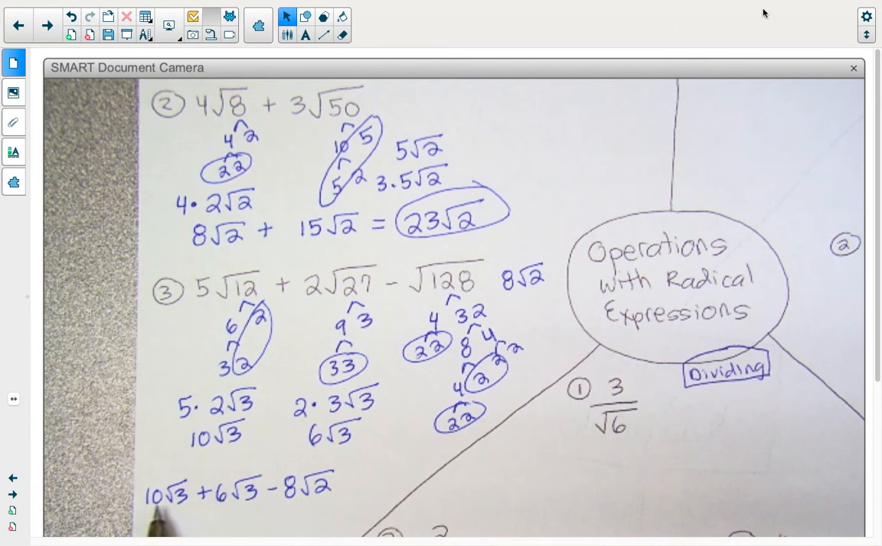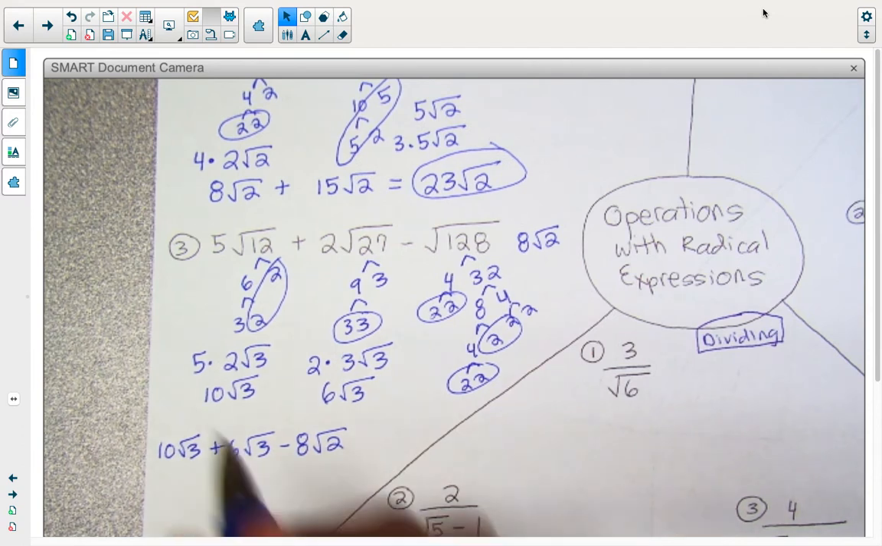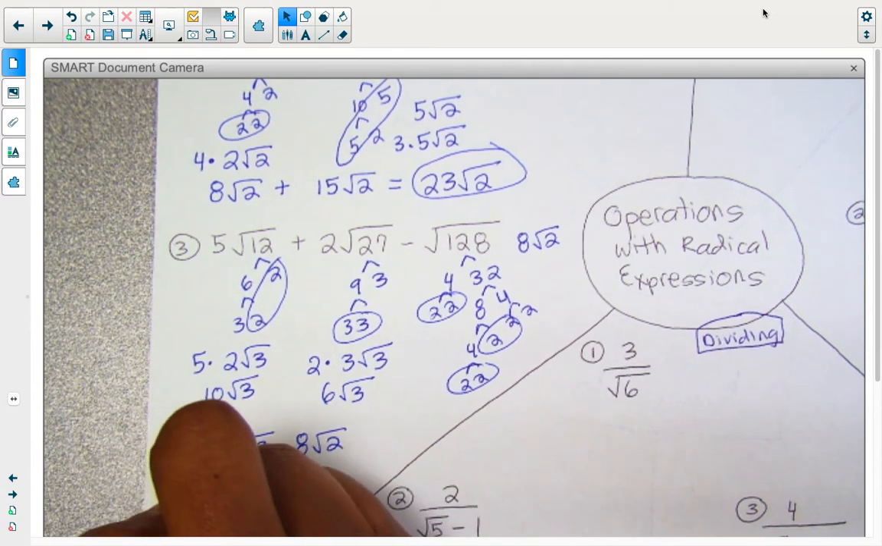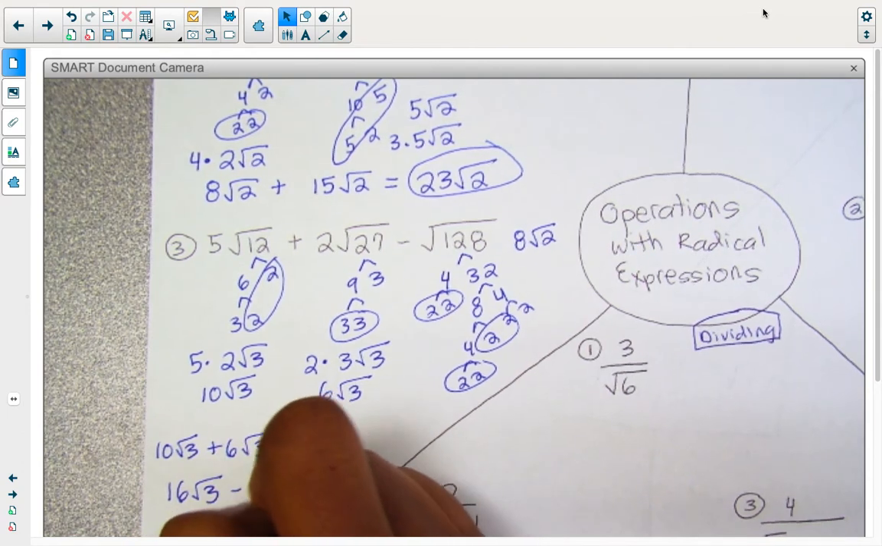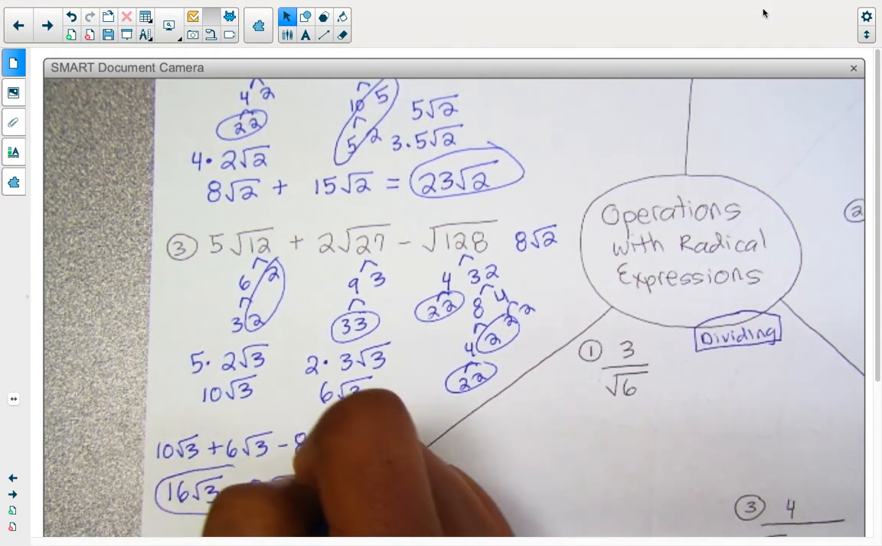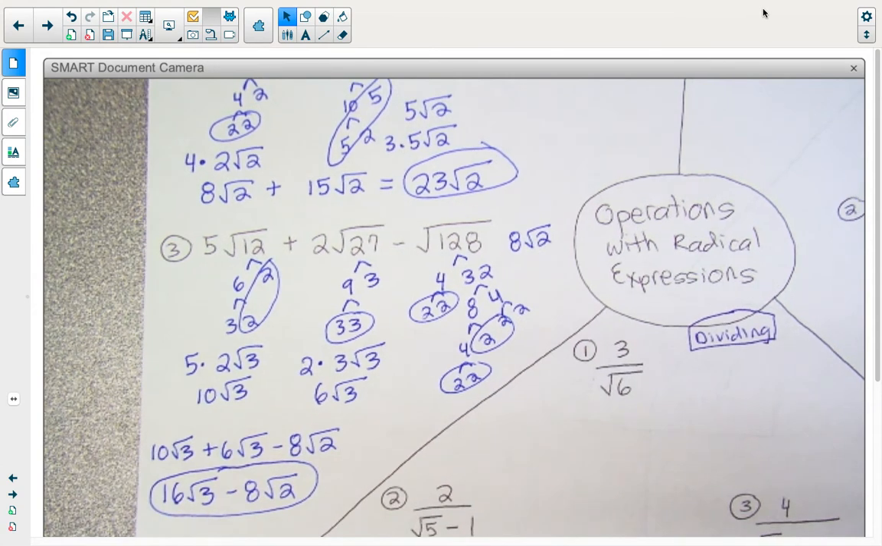Now, these two are the only like terms that I have because they're both square roots of 3. So they're the only things that go together. So my final answer is 16 square root 3 minus 8 square root 2. All right, that is adding and subtracting.